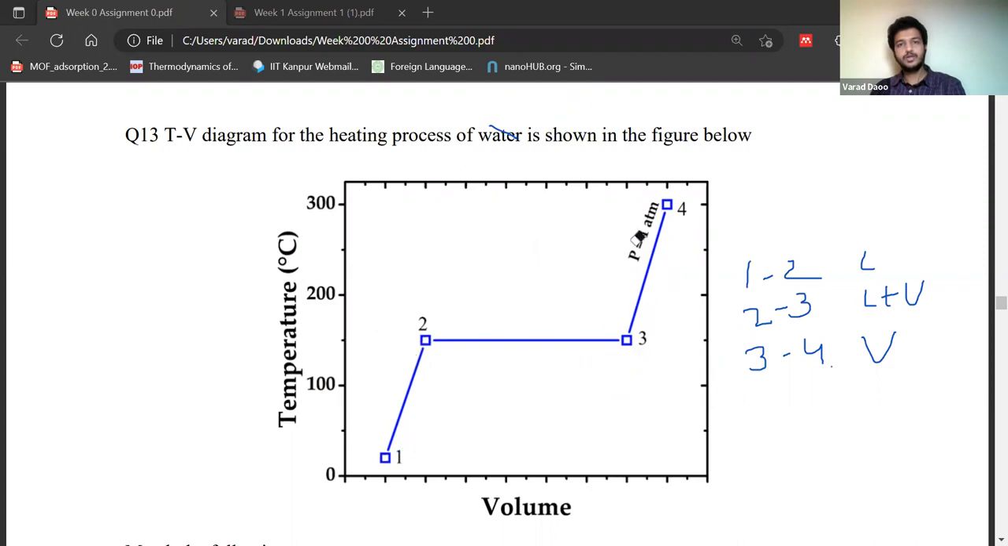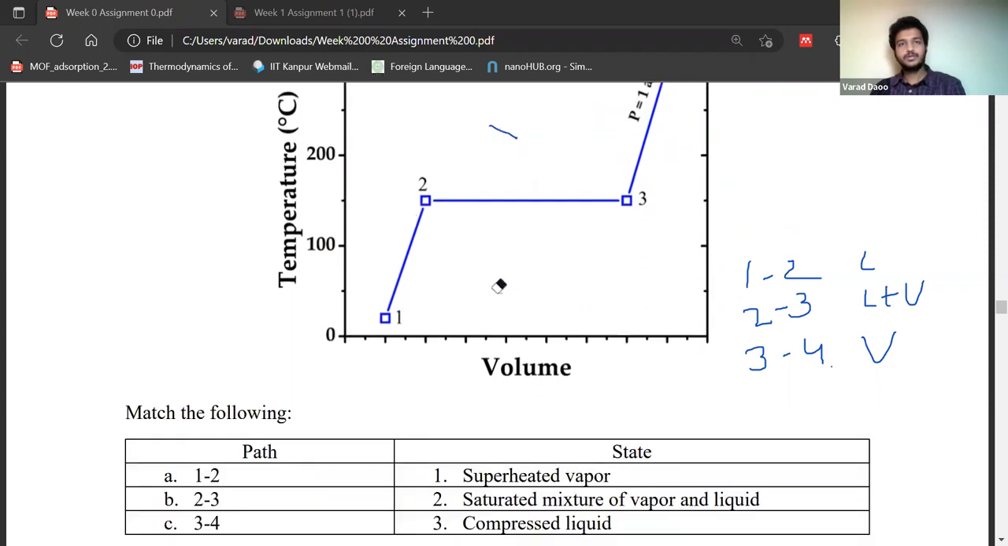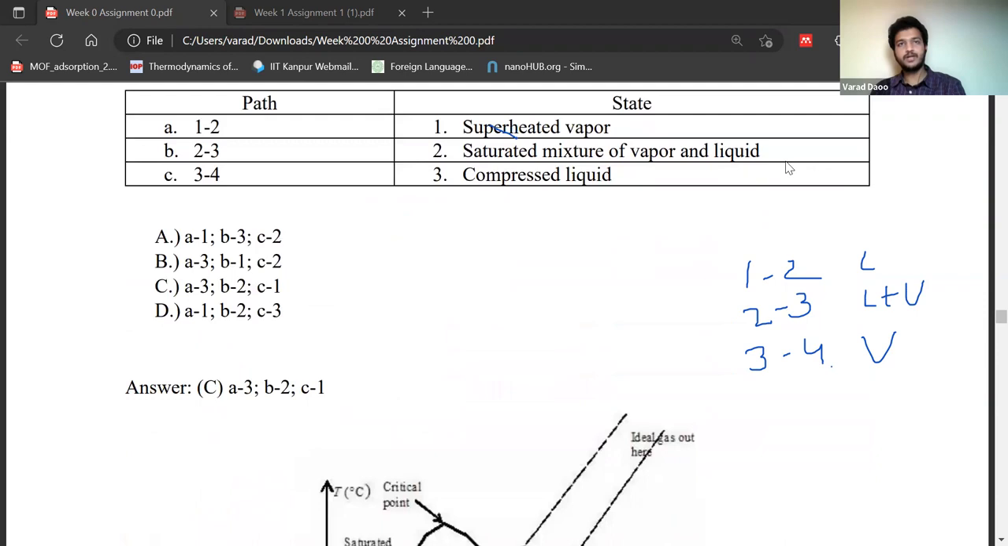So now let us go to the questions. Okay. So this is what we have, right? So this is what we hypothesize. And okay. So 1 to 2 has to be compressed liquid, right? Only liquid. So this should be 3. 2 to 3 is liquid plus vapor, right? That means 2. And 3 to 4 is saturated vapor.